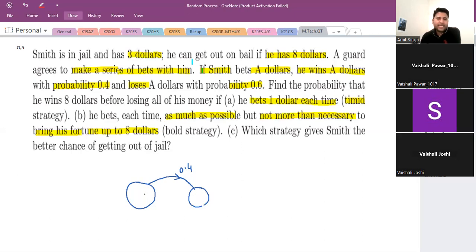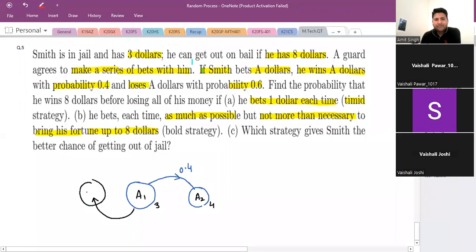So I am taking the first state as A1, then A2. So in the A1 state, he is having $3, and in the A2 state $4 if he wins. But at the same time, if he lost, let us make this state A minus 1, only notation. So now he will have $2 with him. In the same way, we will proceed further to complete this strategy. So one more time, let us make it A3. So now $5 he will have.